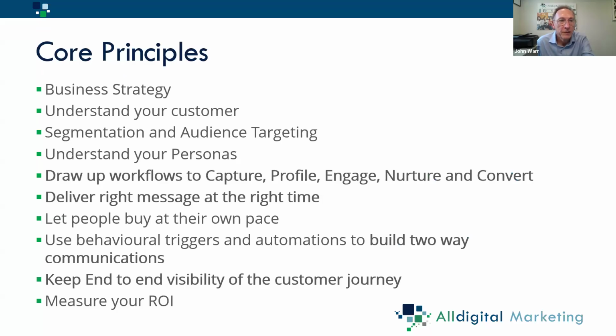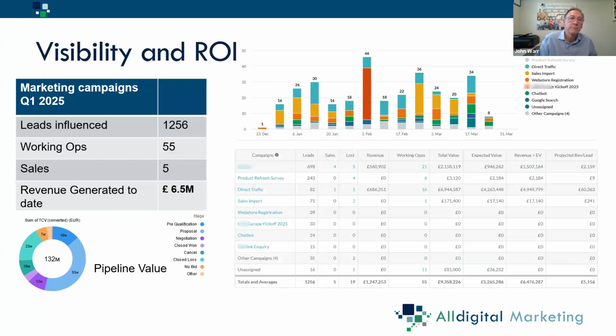So core principles: have a business strategy, understand your customer, align automation with your business goals, build structured workflows, use behavioral triggers, deliver content at the right time, maintain visibility across the funnel, and measure ROI. And I'm just going to talk into this here. So measuring ROI, what you can see here is very, very simple.